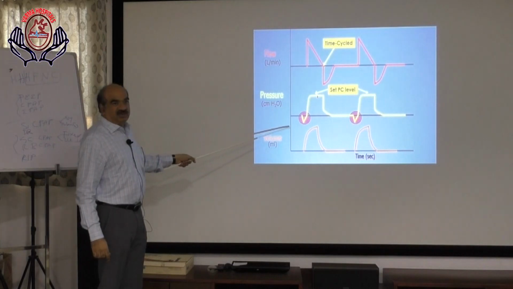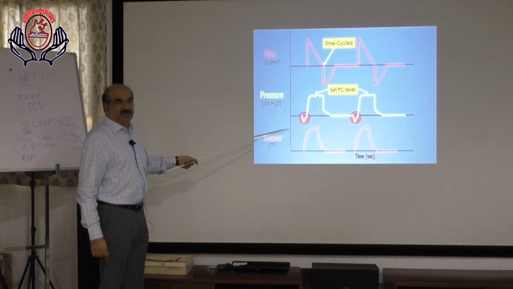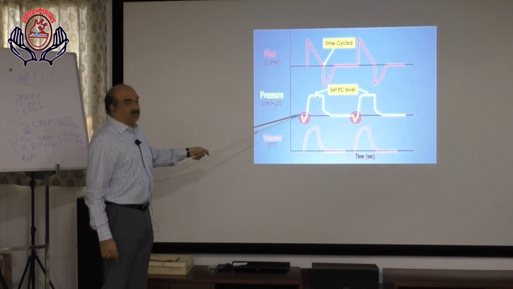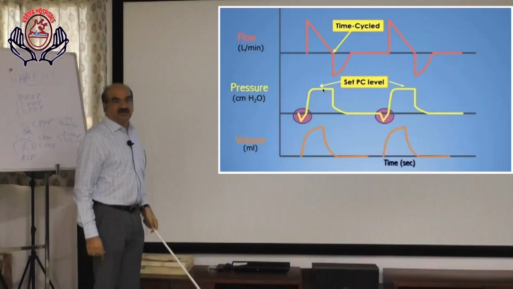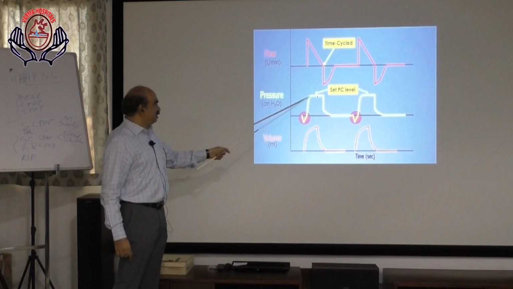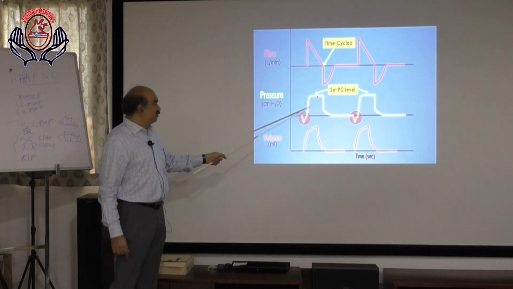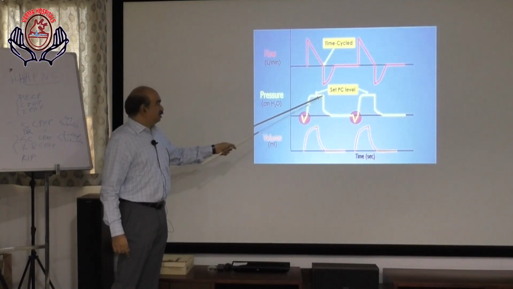Again, what triggers, patient or machine? Again, patient. With pressure control or volume control? Pressure control, because pressure here is constant. That square is in the pressure time scale. So it is pressure control.